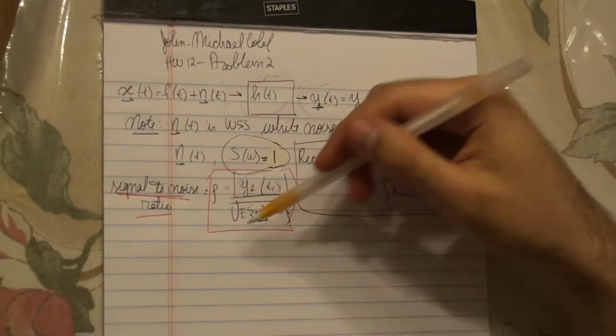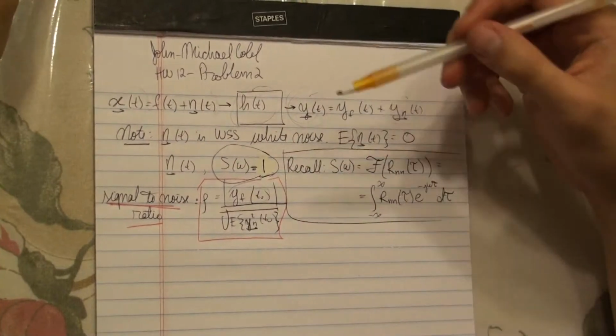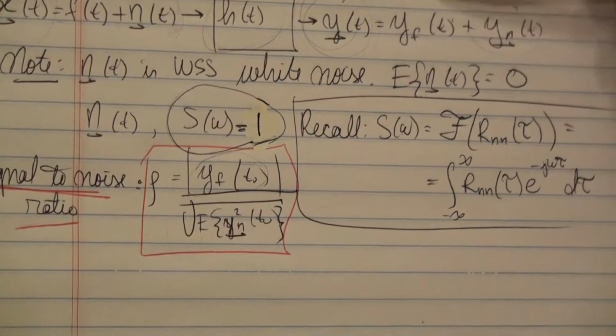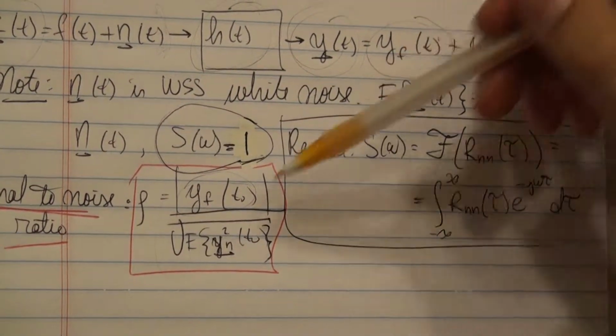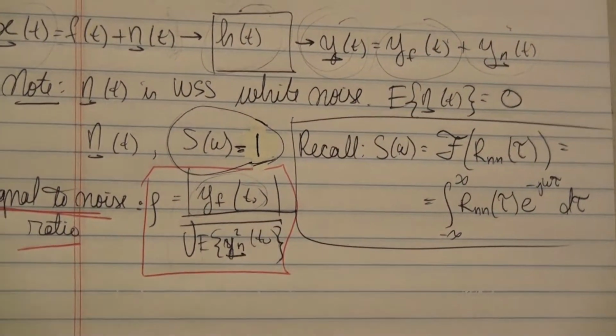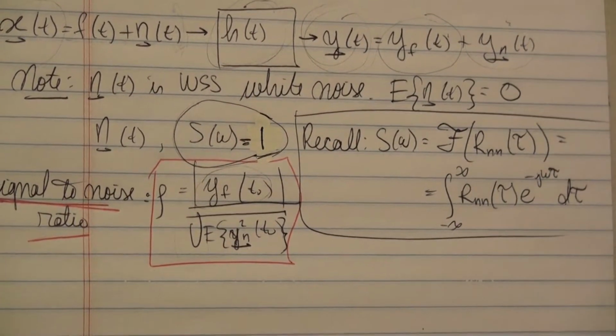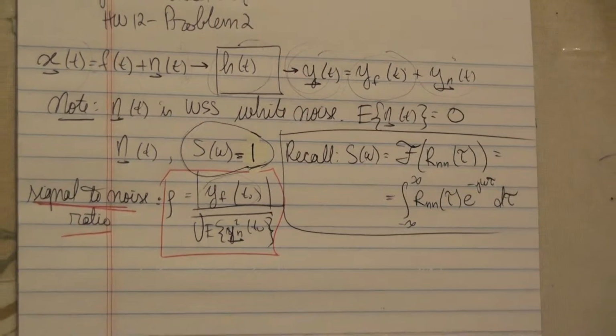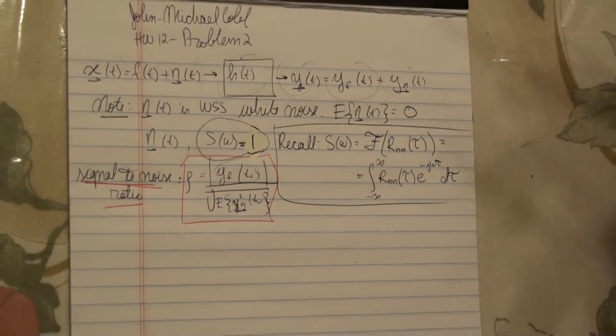Okay, signal to noise ratio is defined as such. So to find the signal to noise ratio, we need to find this piece and divide it by the expected value of yn squared, take the square root and take the ratio, and then maximize it.